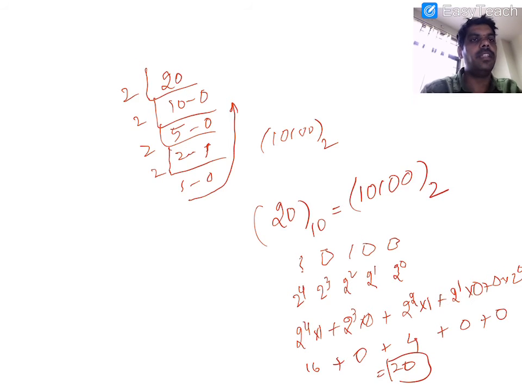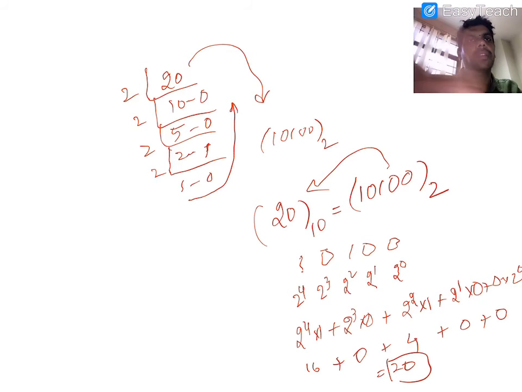Here we have seen decimal to binary and binary to decimal. Clear? I hope you are having the knowledge on these concepts.